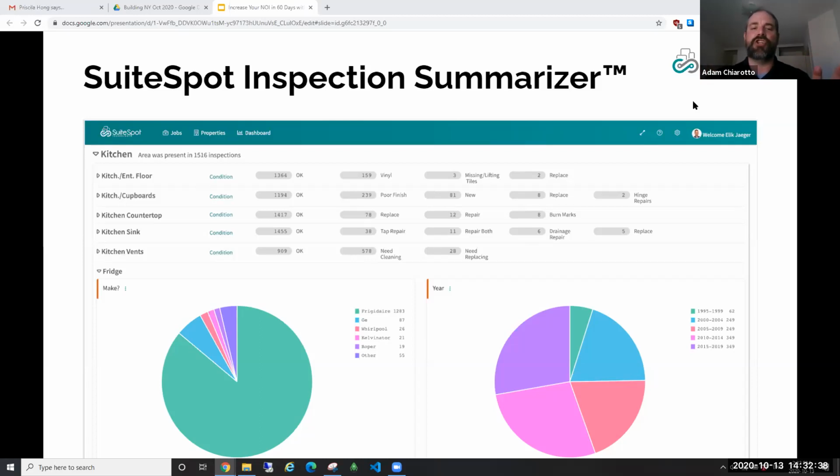Essentially what this allows you to do is not only understand what areas need attention in the property, whether it's in unit, common area, mechanical systems, whatever. You're able to actually see that. So for example, here we've got an example of how this tool can be used to provide some benefit in terms of capital planning.